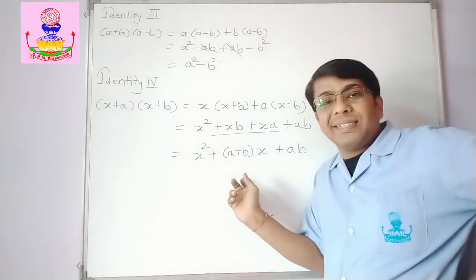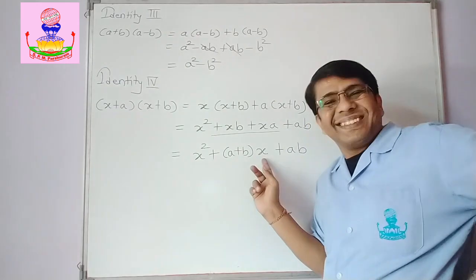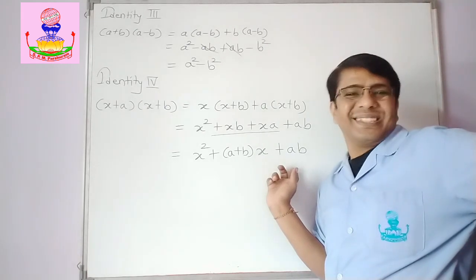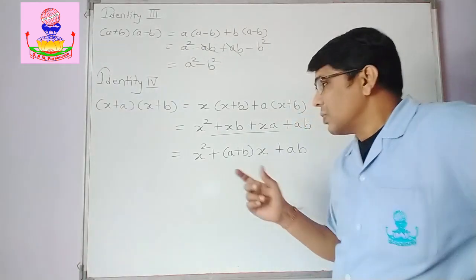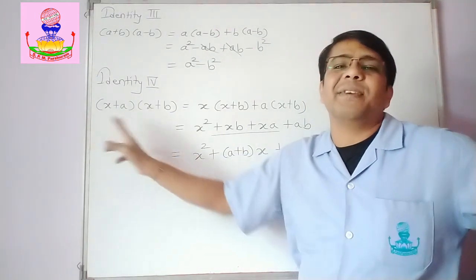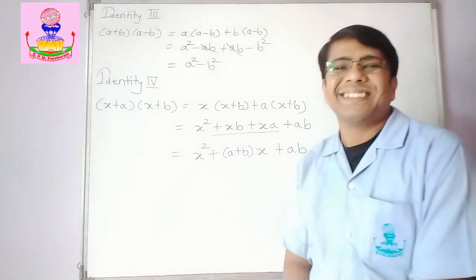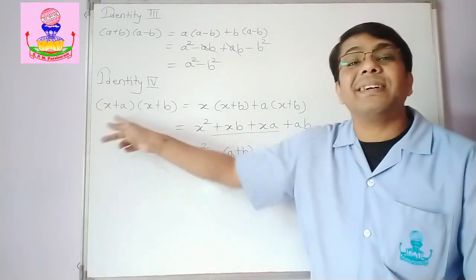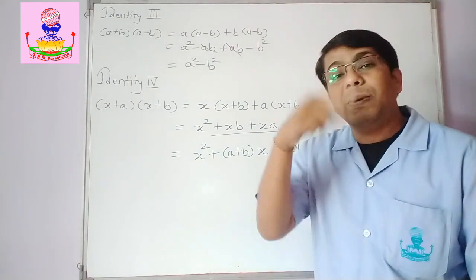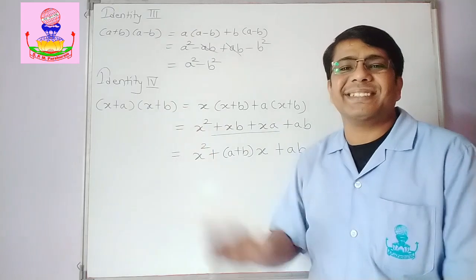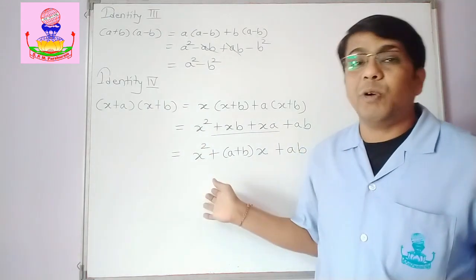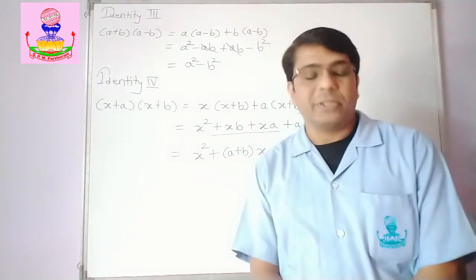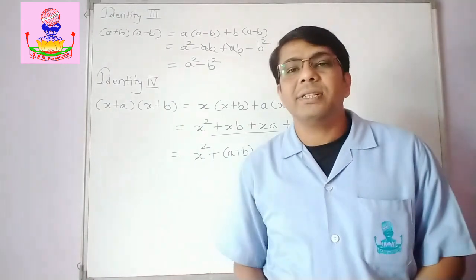Now, how to remember this? Square of the first term plus sum of the second terms multiplied by the first term plus product of both the second terms. Do you understand? See what I said: square of the first term, because the first term is the same. Sum of the two second terms multiplied by the first term, plus product of the second terms. That is what you can remember here.